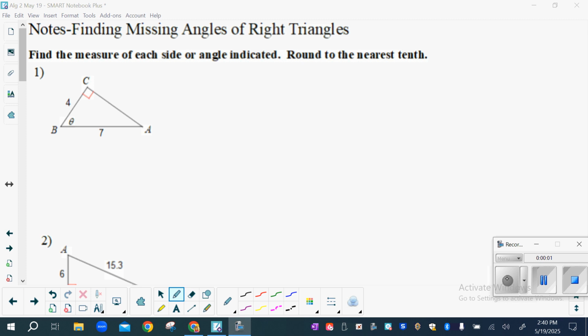Anybody finding missing angles in a right triangle? So we found missing sides last class. Today we are finding missing angles. Okay, so could we use the Pythagorean theorem to find an angle? Yes. Oh no, because that's theta.